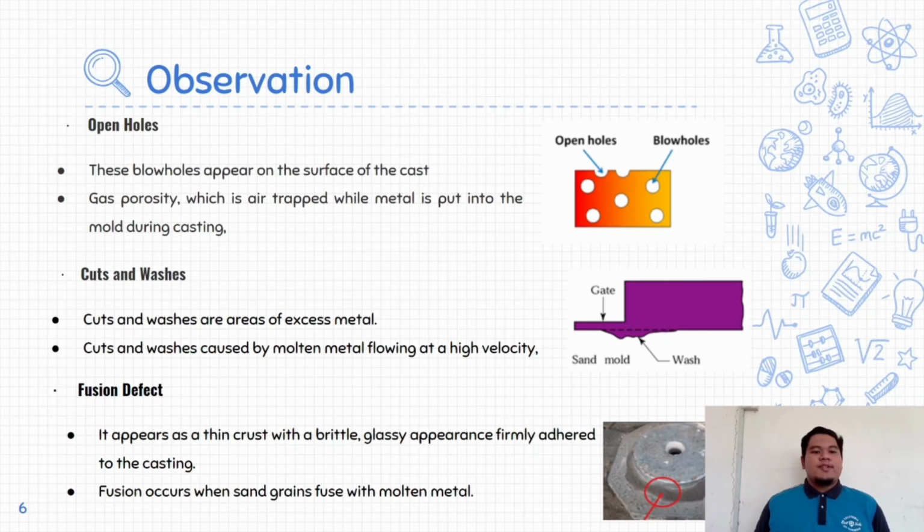Cuts and washes are areas of excess metal. Cuts and washes are caused by molten metal flowing at a high velocity. And lastly, a fusion defect appears as a thin crust with a brittle, glassy appearance firmly adhered to the casting. Fusion occurs when sand grains fuse with molten metal.